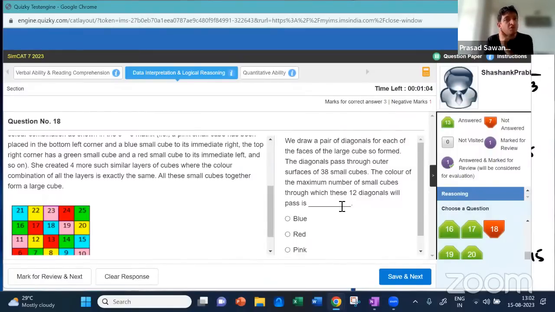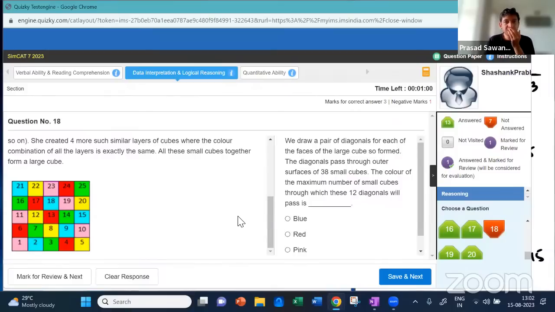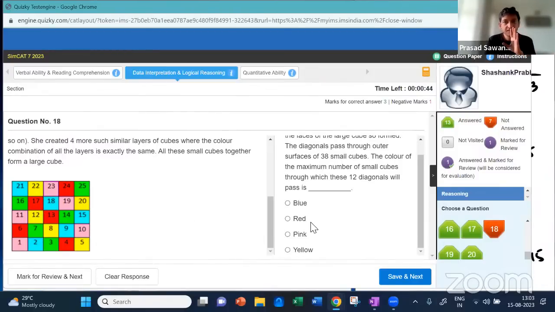Color of the maximum number of small cubes through which these 12 diagonals will pass. तो ये वाले diagonal के अंदर red is being considered twice. ऊपर red will be considered, so 2 here, 3, 4, 5, 6, 7, 8, 9, 10. So red is 10. ठीक है. What about yellow? 2, 4, 5, 6. That's just 6. So red is still the winner till now.